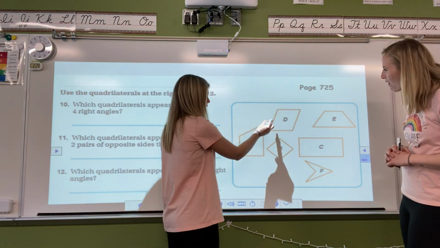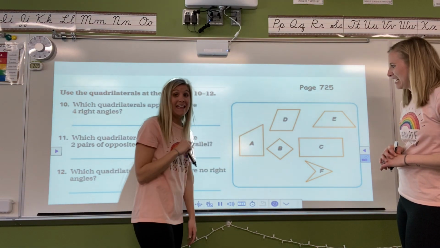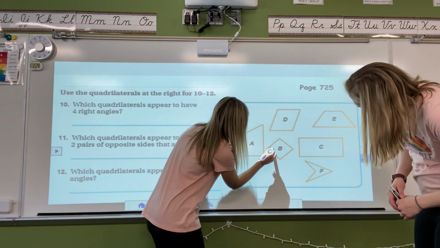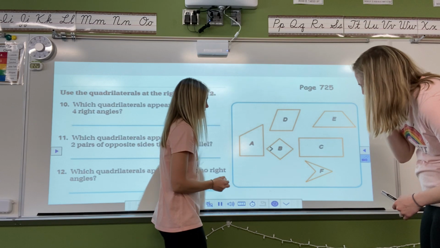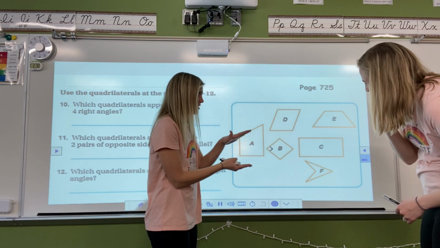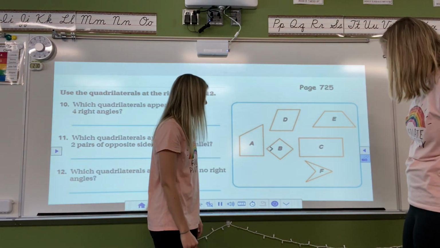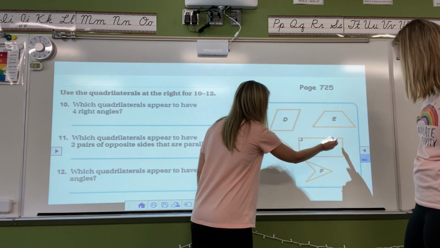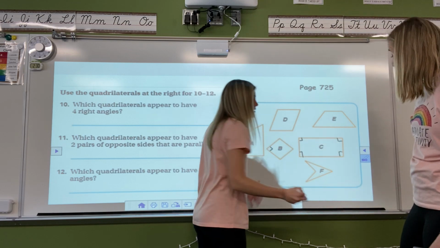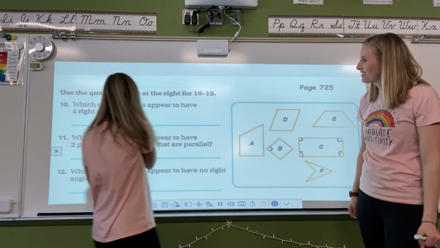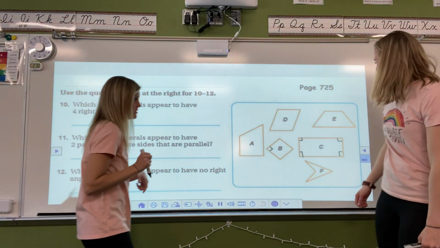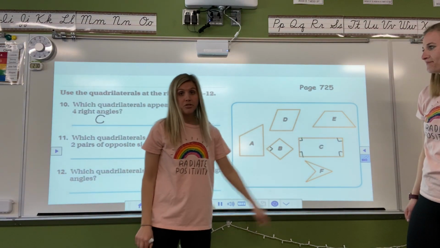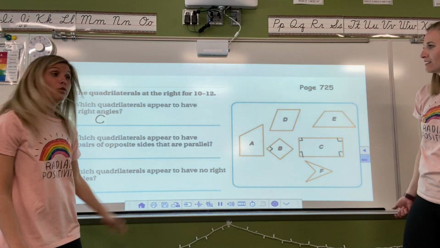Let's try B. I don't see any right angles in B. Would this be a right angle? I don't think so. I think it's acute. It looks squashed. Let's try C. This looks like a right angle. Yes. Yes. Yes. So, I know for sure C has 4 right angles. And the others, no. So there's only one shape that has 4 right angles.